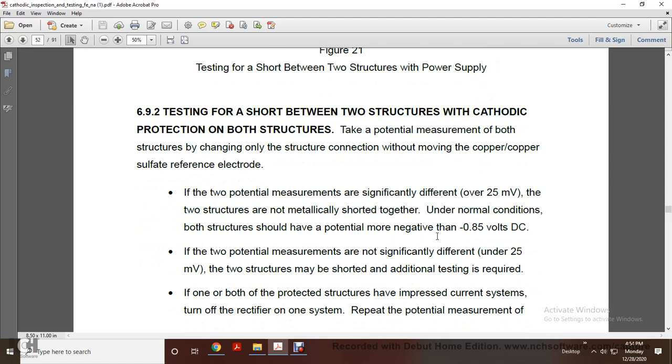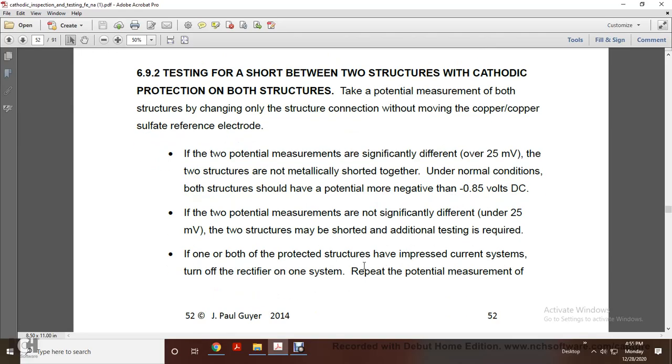Testing for a short between two structures that both have cathodic protection: take a potential measurement of both structures, changing only the structure connection while moving the copper sulfate reference electrode. If the two potential measurements differ by more than 25 millivolts, the two structures are not metallically shorted together. Under normal conditions, both structures show potentials more negative than negative 0.85 volt DC. If the two potential measurements are not significantly different, under 25 millivolts, the two structures may be shorted and additional testing is required.